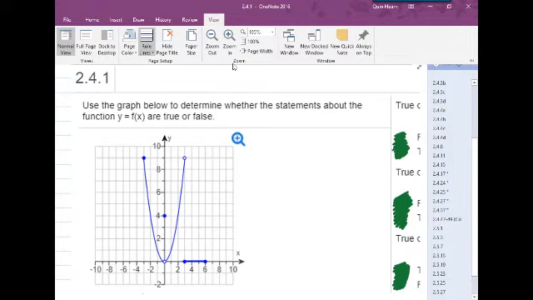Piecewise defined functions like this one, we're going to be concerned about limits and continuity in a few minutes at places where there are holes or jumps in the graph.